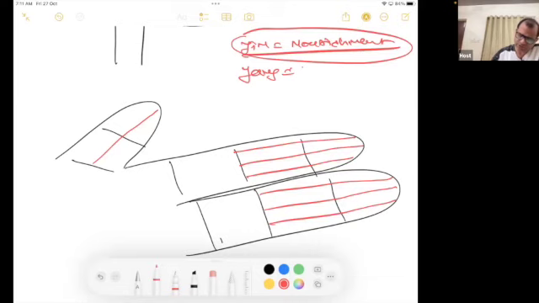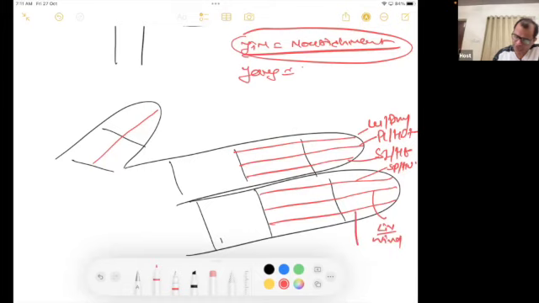So we know this is the lung meridian or dryness. This is the pericardium meridian or hotness. This is the small intestine meridian or the heat. Then spleen meridian or the humidity. Then this is the liver meridian or the wind. And finally, this is the kidney meridian or the coldness.